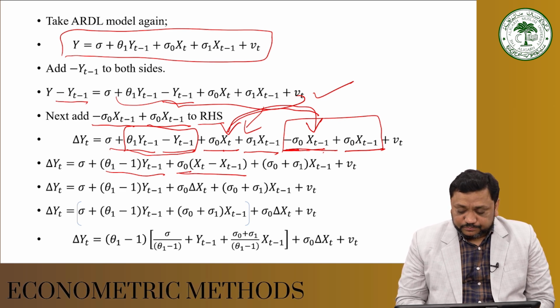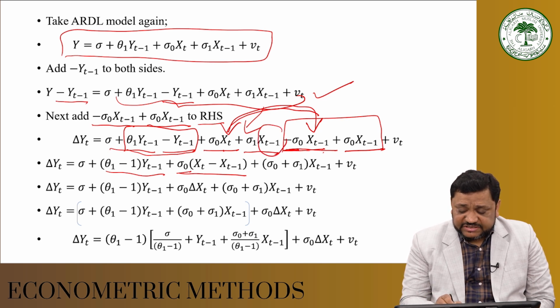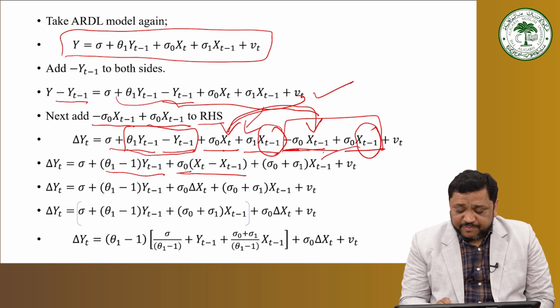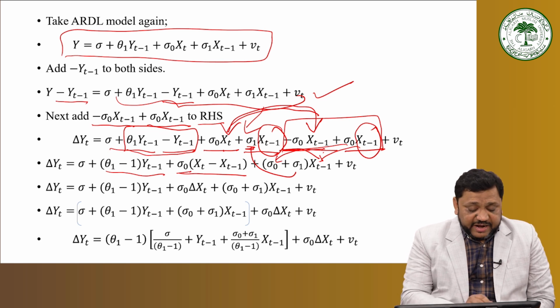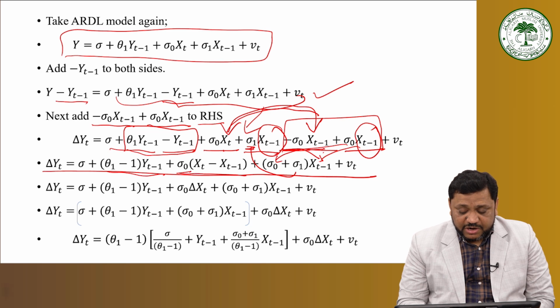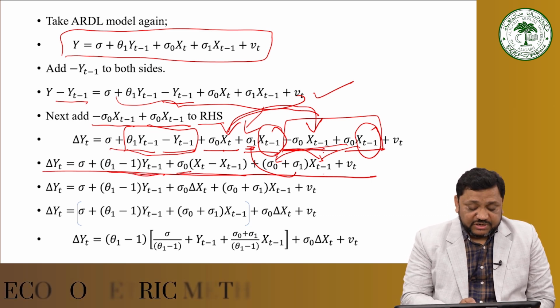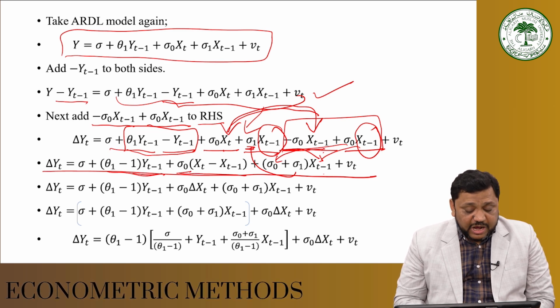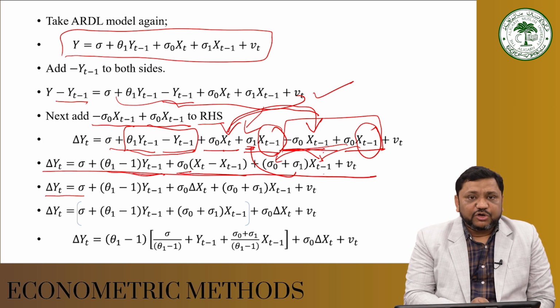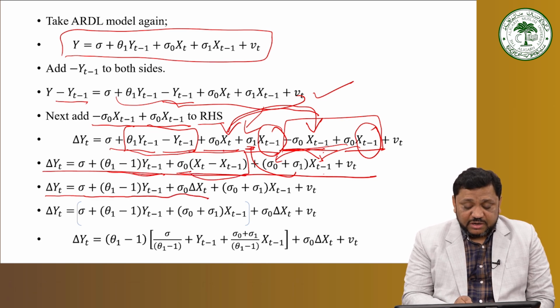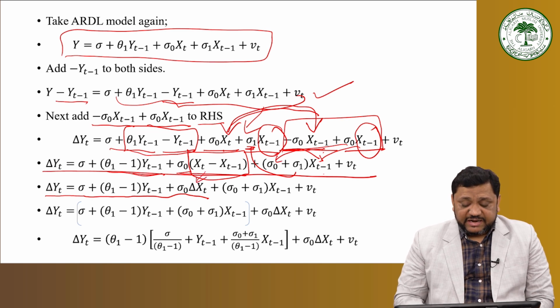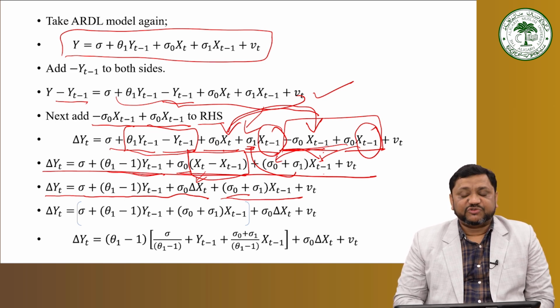x_t minus x_(t-1). Then we have two terms left, and here also there is x_(t-1), here also there is x_(t-1). So we take x_(t-1) as common, and sigma 1 from here and sigma naught from here, we take it as a bracket and multiply it with x_(t-1). So we get this equation wherein we have taken once sigma naught common, another time x_(t-1) common, and in the first term y_(t-1) as common. So now the equation is delta y_t is equal to sigma plus theta 1 minus 1 multiplied by y_(t-1) plus sigma naught delta x_t, because x_t minus x_(t-1) can be written as delta x_t, and next we have in bracket sigma naught plus sigma 1 multiplied by x_(t-1) plus v_t.